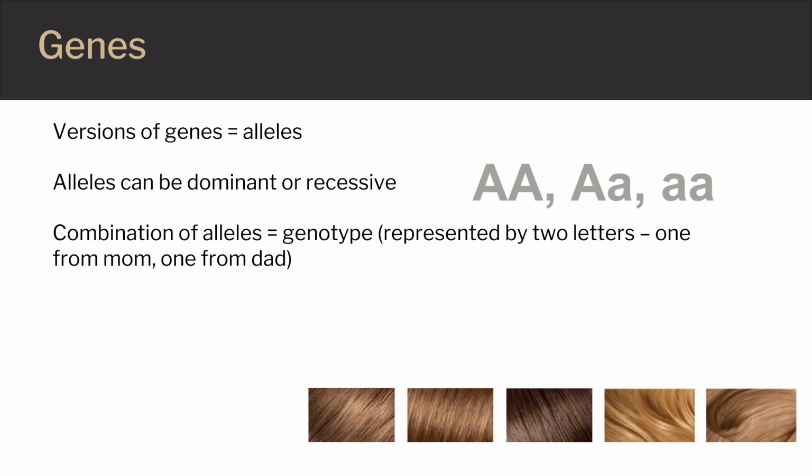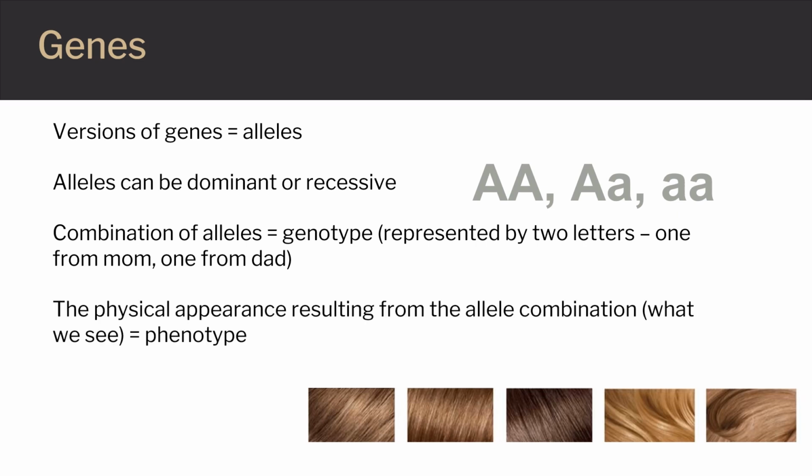genotype would be heterozygous. The physical appearance that results from the genotype is known as the phenotype. In our example, since capital A denotes brown and brown is dominant over blonde, which is denoted by lowercase a, a person with a capital A, capital A genotype will have a brown phenotype. A person with a capital A, lowercase a genotype will have a brown phenotype, and a person with a lowercase a, lowercase a genotype will have a blonde phenotype.